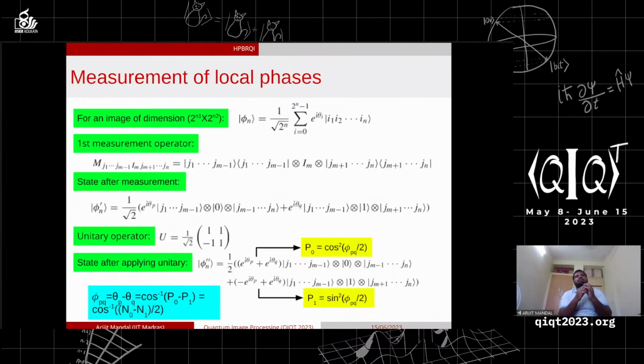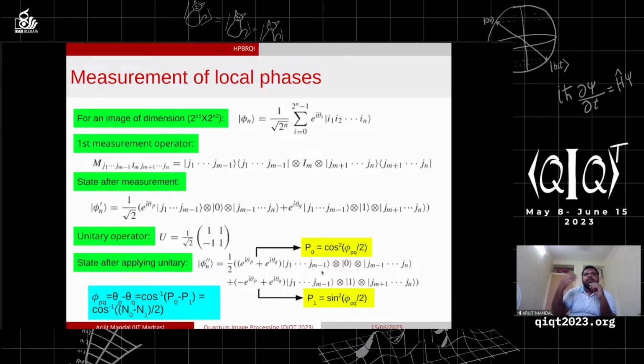Now, after representing the images, the next thing is how to measure the local phases. So let's say this is your HPBRQI image. Now we have to measure this phase. To do this, first you can apply this type of measurement operator where one identity is there in the mth position. After applying this measurement operator, you will get this state with ket0 in the mth position and ket1 in the mth position. So the state is a superposition of those states, and now you can apply one unitary on this state. After applying the unitary, finally you will get this state.